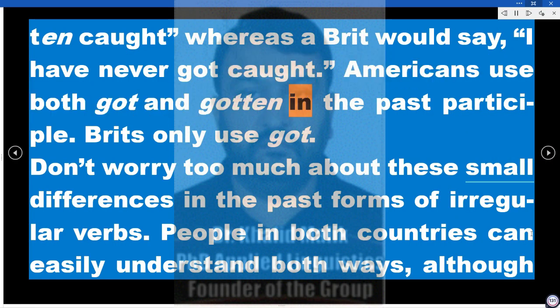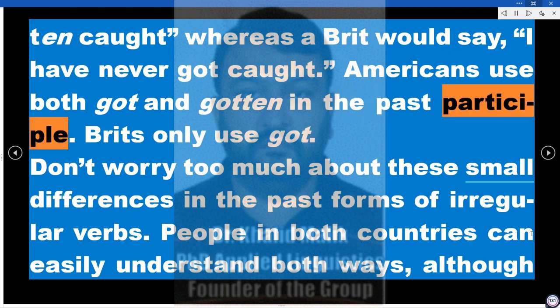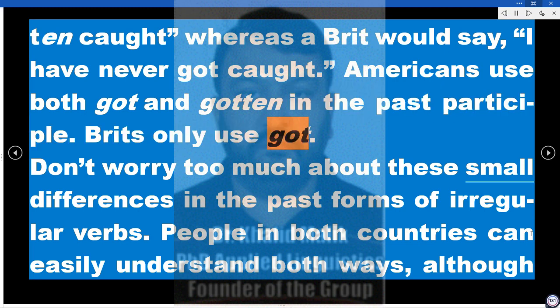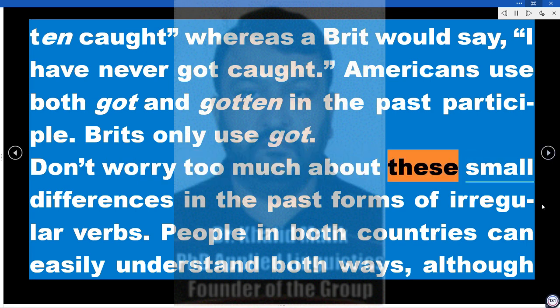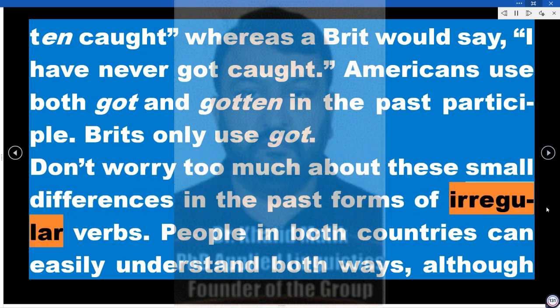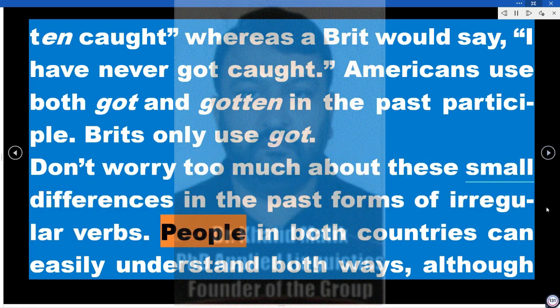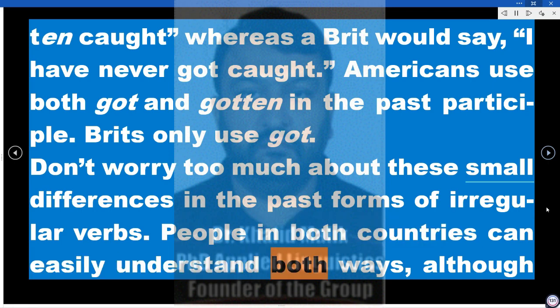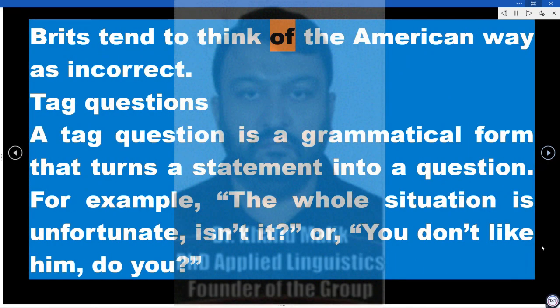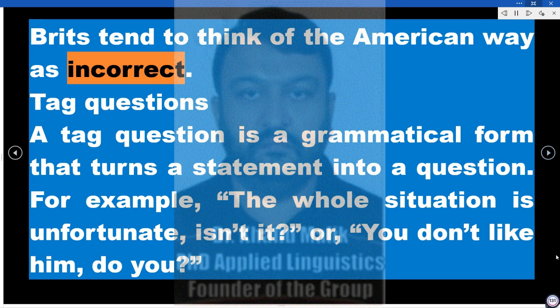Americans use both "got" and "gotten" in the past participle. Brits only use "got". Don't worry too much about these small differences in the past forms of irregular verbs. People in both countries can easily understand both ways, although Brits tend to think of the American way as incorrect.